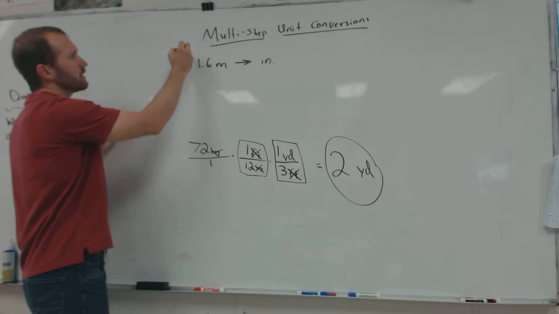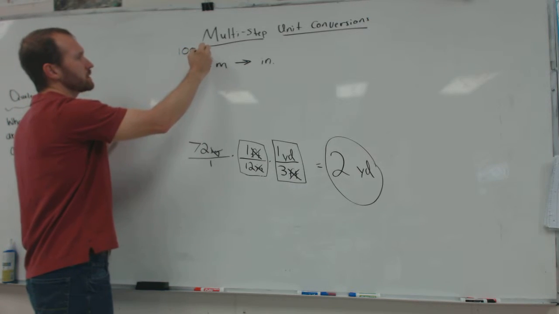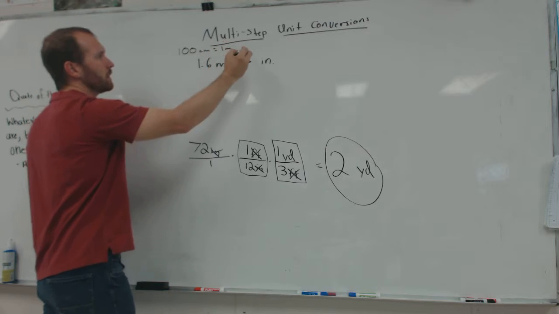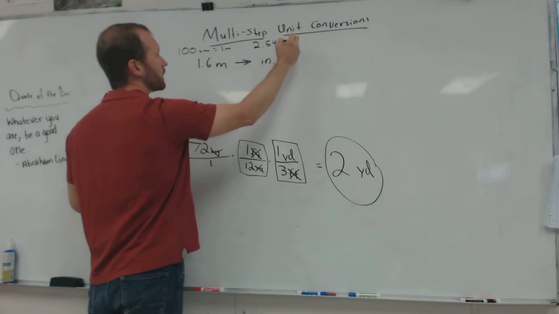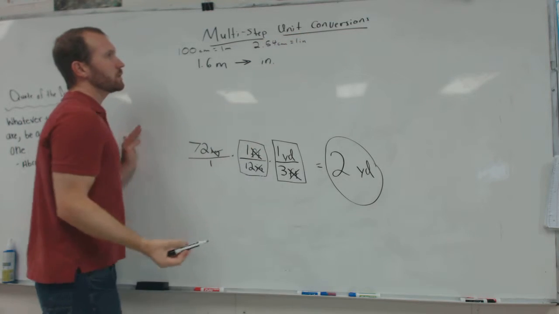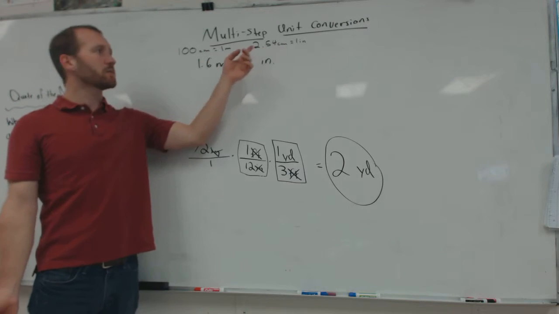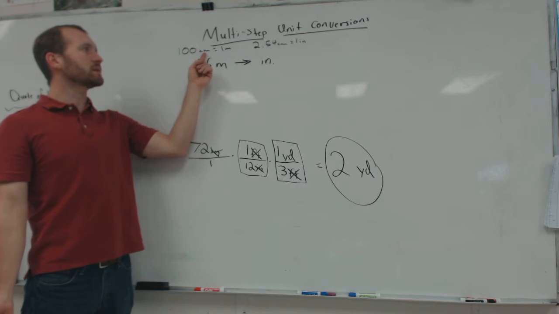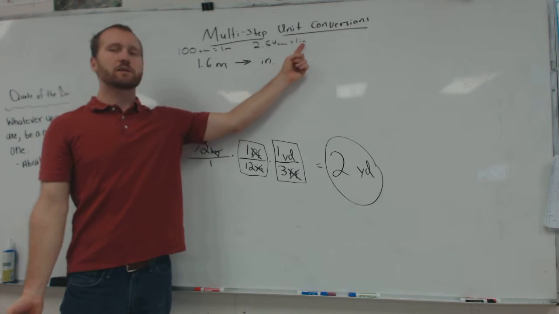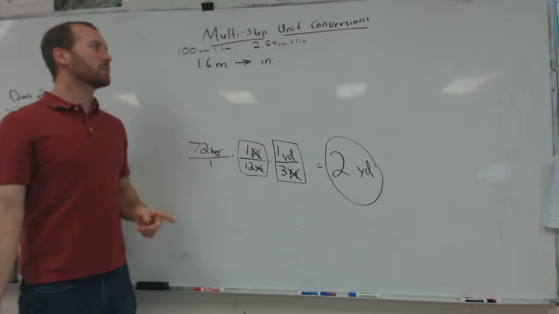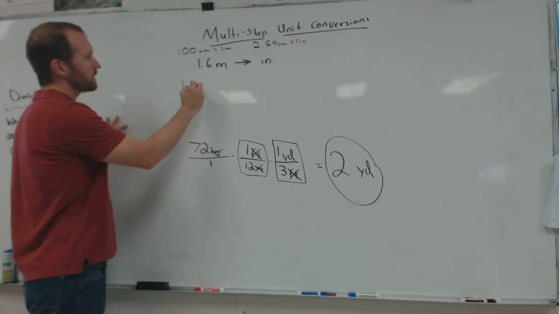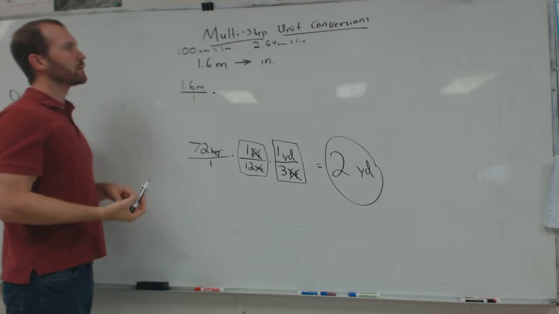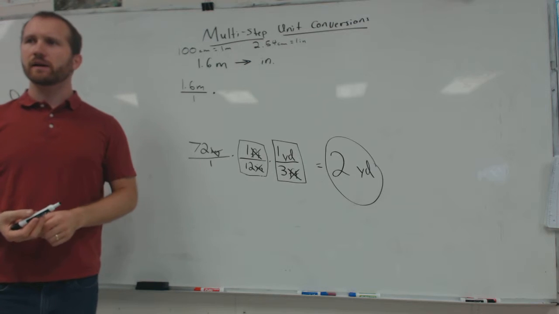Right? On the sheet that I gave you, it said 100 centimeters equals 1 meter. And it also said 2.54 centimeters equals 1 inch. So using these two conversion factors, we can get from meters to centimeters, centimeters to inches. So that's what we're going to try to do. Let's say we start with 1.6 meters over 1 times a unit multiplier. What's the first unit multiplier that I need here?